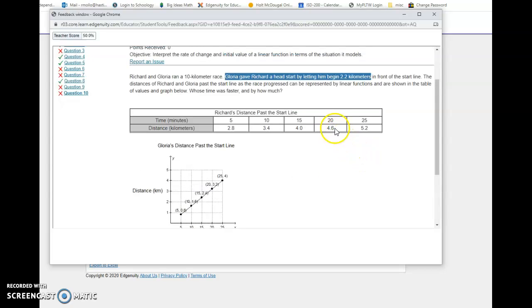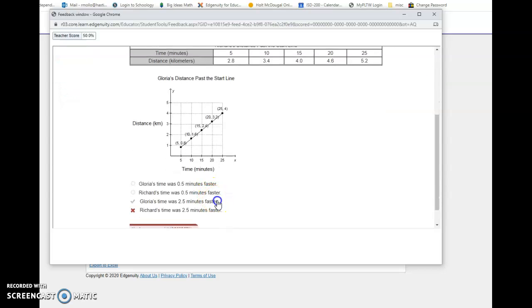So it says that after 20 minutes Richard is at 4.6 kilometers, and Gloria after 20 minutes is at 3.2 kilometers. So it's going to look like Richard is faster, but remember that he had a head start. Since he had a head start, he's actually slower, because if you take away that 2.2 kilometer head start from 4.6, then you're only at about 2.4, and Gloria's at 3.2. So Gloria ends up being faster, by quite a little bit. She's about 2.5 minutes faster.